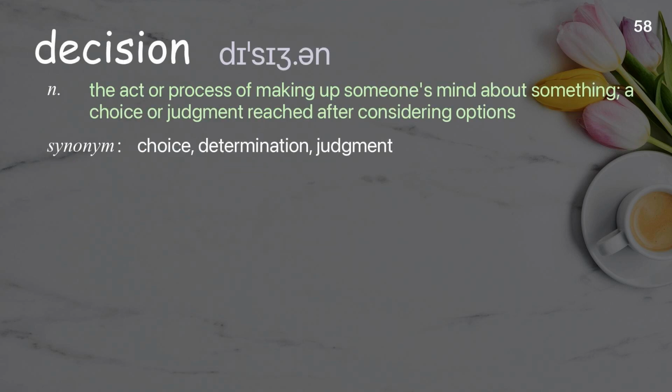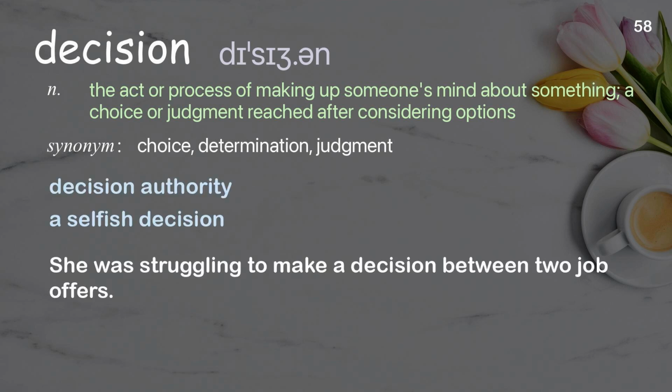Decision. The act or process of making up someone's mind about something, a choice or judgment reached after considering options. Examples: Decision authority. A selfish decision. She was struggling to make a decision between 2 job offers.